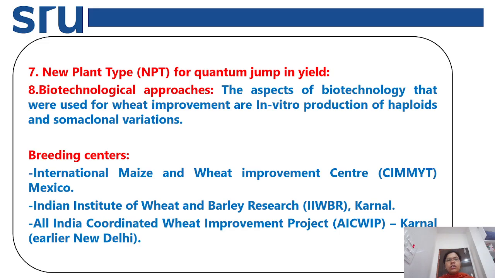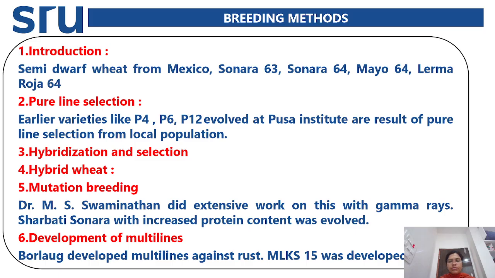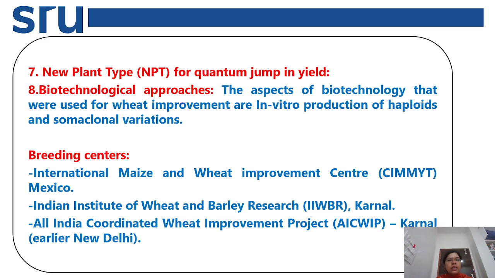These biotechnological approaches are also used in wheat improvement, for in vitro production of haploids and also somaclonal variations. So these are the breeding methods in the case of the wheat crop: introduction, pure line selection, hybridization and selection, hybrid wheat, mutation breeding, development of the multilines, and new plant types for more yield. And next is biotechnological approaches. So these are the eight breeding methods in the case of the wheat crop.